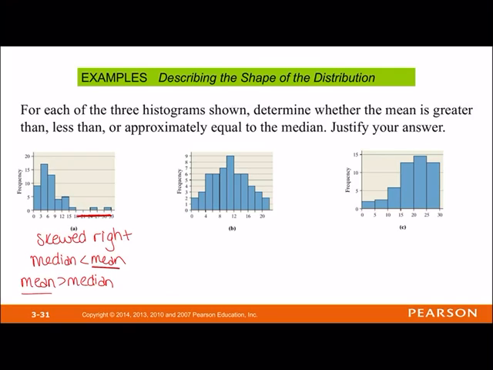Part B, this is the one that's pretty symmetric. Okay, so for a symmetric, that's the shape. Okay, and in this case, that means that your median is equal to your mean.